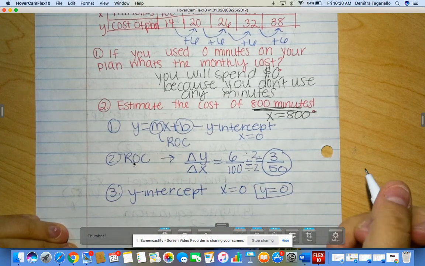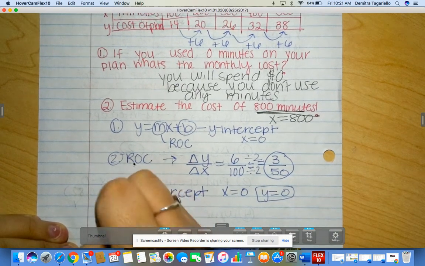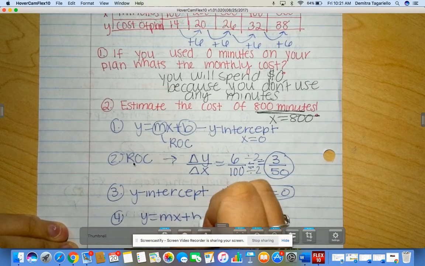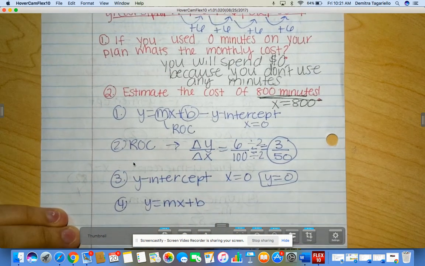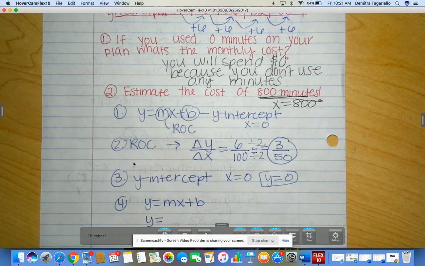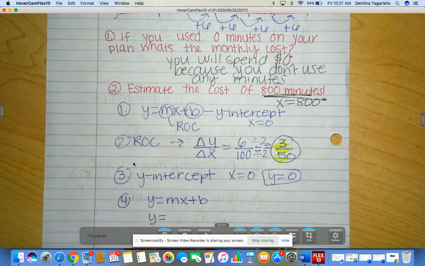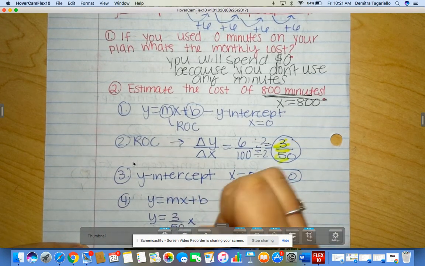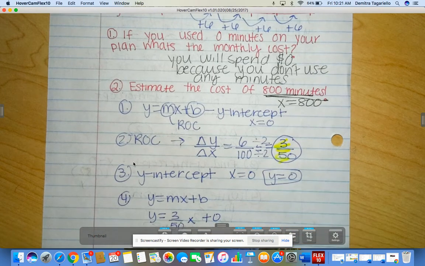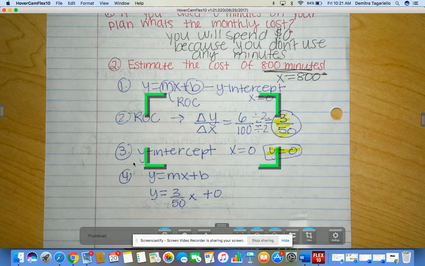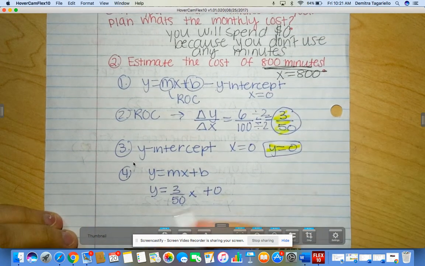So that makes my life easy because when I go to write my equation, y equals mx plus b, I am going to now substitute in my slope. I found my slope here, so my end value here was 3 over 50, so 3 over 50x plus 0, because 0 here is my y-intercept. Now I can actually answer the question, which is 800 minutes. I'm noticing x is equal to 800.